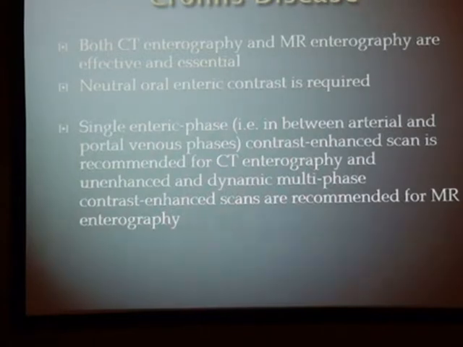For Crohn's disease, both CT and MR are effective and essential. Neutral oral contrast is required. We do a single enteric phase, i.e. between arterial and portal venous phase. Contrast enhanced scan is recommended for CT enterography, and unenhanced and dynamic multi-phase contrast enhanced scans are recommended for MR enterography.